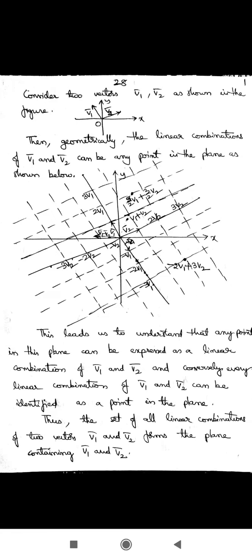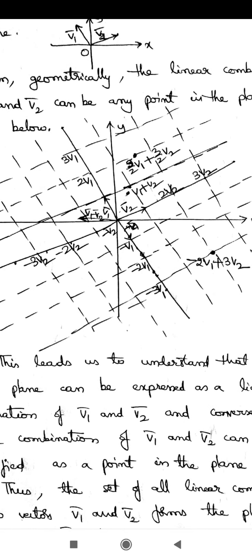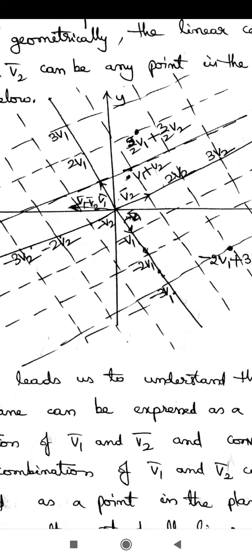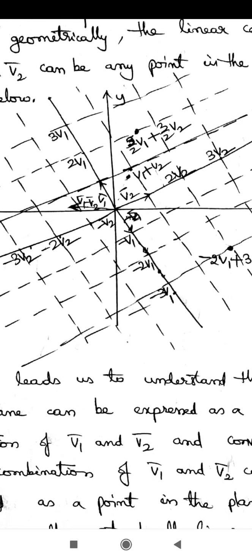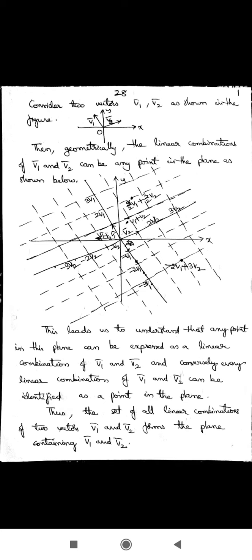Thus the set of all linear combinations of two vectors v1 bar and v2 bar forms the plane containing v1 bar and v2 bar. So all the linear combinations of v1 bar and v2 bar lie in the same plane where the vectors v1 bar and v2 bar are positioned.